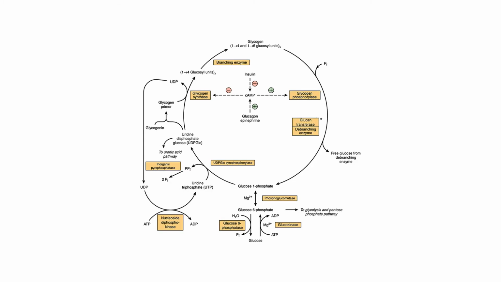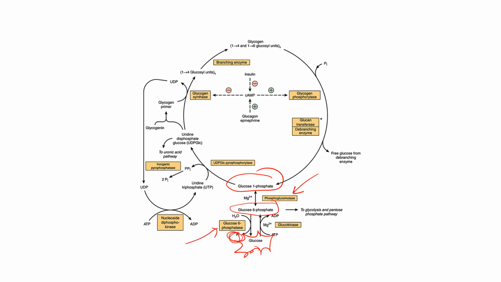Now what happened to G1P? It will be converted to G6P by phosphoglucomutase. This is the reverse reaction in glycogenesis. Finally, the last stage of glycogenolysis is the hydrolysis of G6P to glucose and inorganic phosphate. This will be catalyzed by G6-phosphatase.